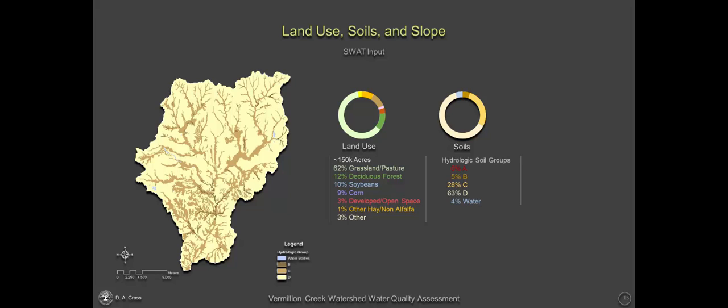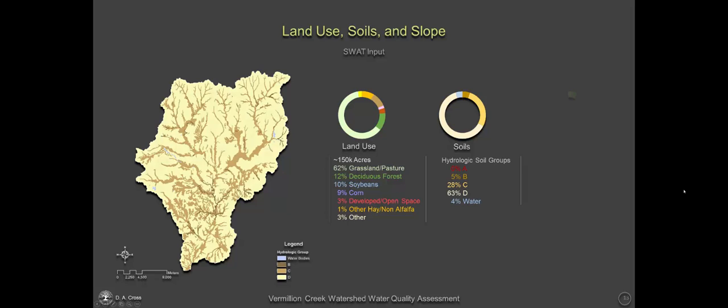Vermilion Creek watershed area does not have any hydrologic soil group type A. However, most of it is hydrologic soil group D, which consists of about 63% of our watershed. 28% is of type D and 5% is of type B.